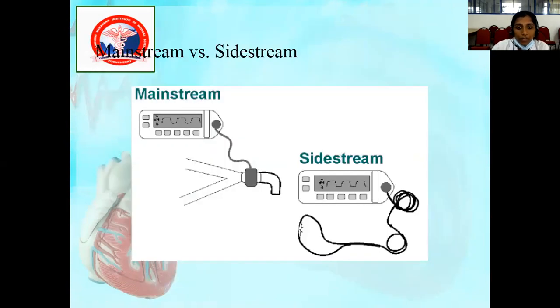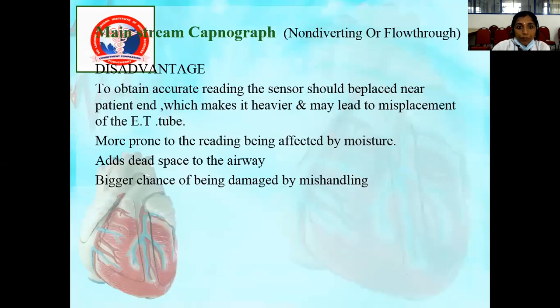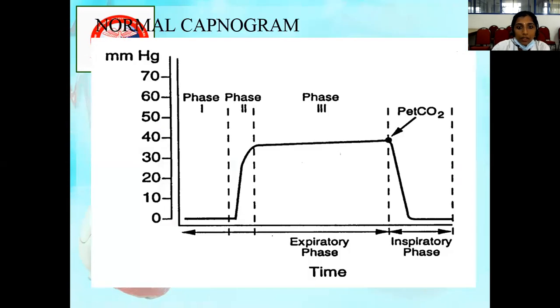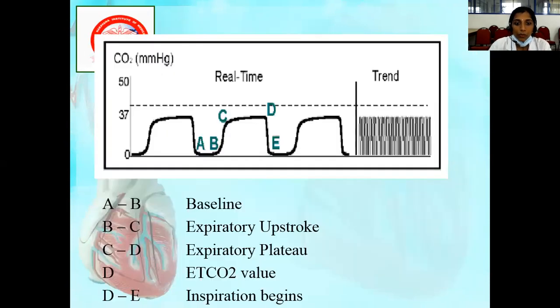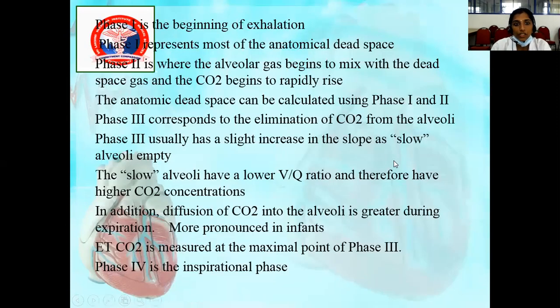So the capnograph can be of two types, mainstream and side stream. This is the picture of a normal capnogram. It will have four phases. There will be a baseline, then an expiratory upstroke followed by an expiratory plateau. Then this point D is where the EtCO2 value, the end tidal CO2 value, is taken, which is reflected as a number. And then we have the start of inspiration.